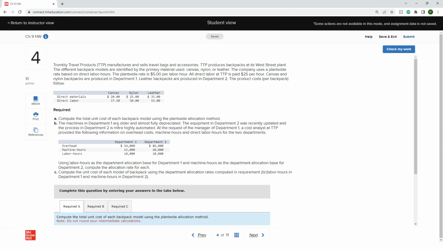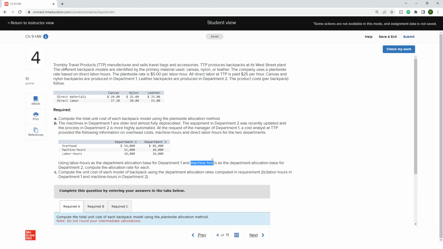Remember, in the prior question, we allocated overhead using different percentages for the two departments. In this case, we're using different allocation bases. So for Department 1, you're going to allocate based on labor hours, and then for Department 2, you're going to allocate based on machine hours. So different bases, but the same concept as the prior question. And then part C, you're calculating the unit cost of each month.